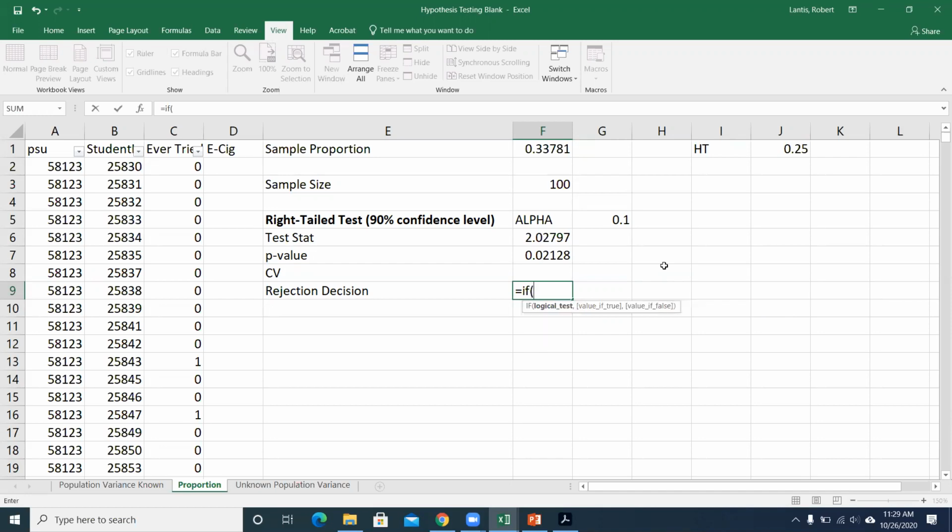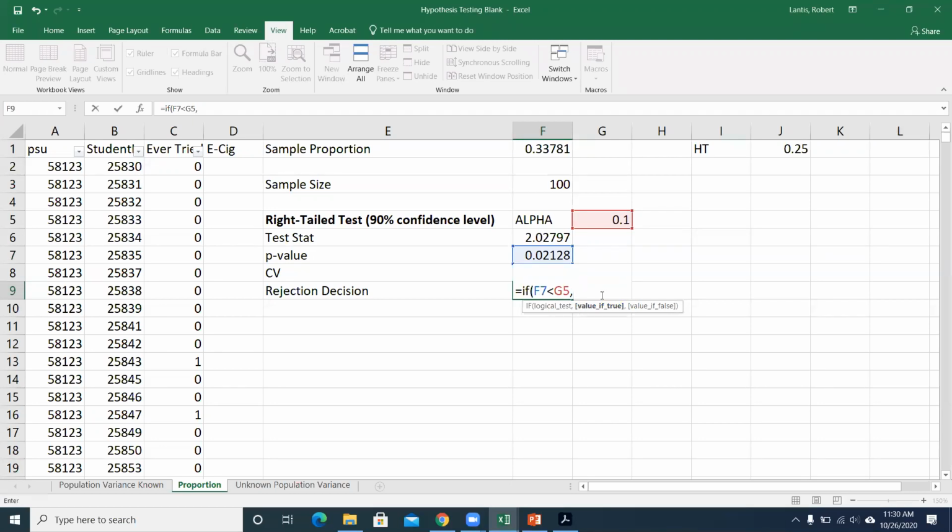The very first thing we tell it is what we want to test to see if it's true, right? So what I'm going to do is I want to say, okay, if my p-value is less than my alpha value here, right, then I want to reject, right? I know that's what I want. That's the p-value approach. If the p-value is less than alpha, I reject. So if that is true, the first, I put a comma. The next thing I will tell this IF function in Excel is, what do I want to put in this cell if this statement is true? So if the p-value is less than alpha, I want to put the word reject in there.